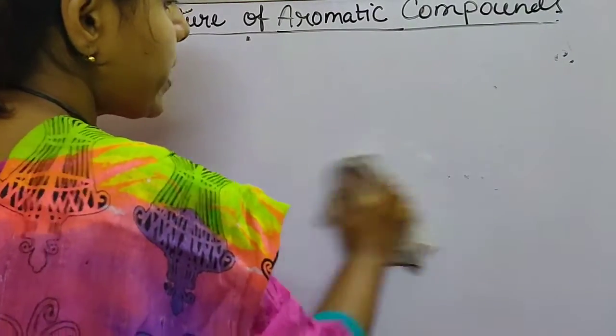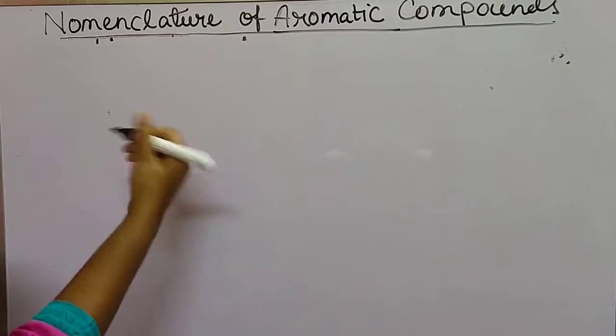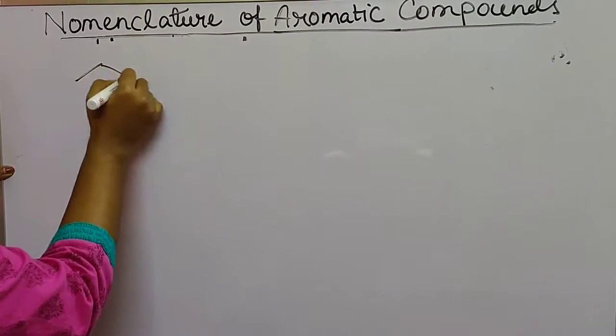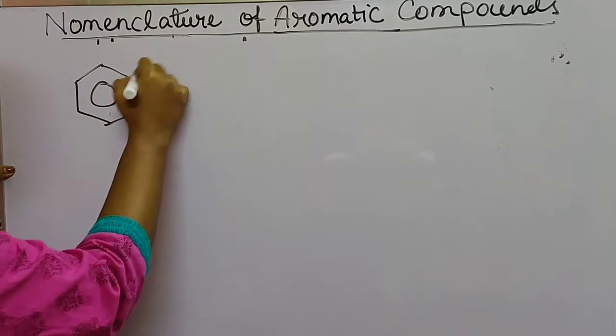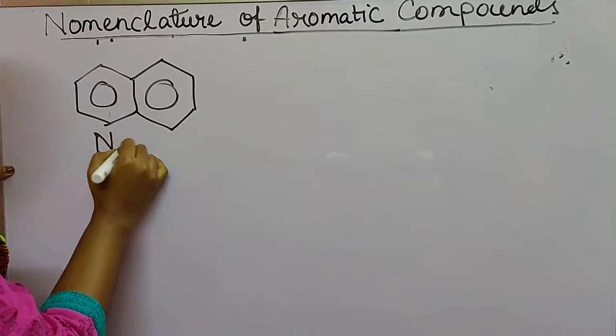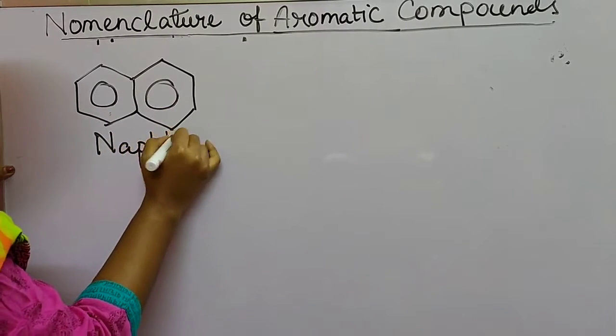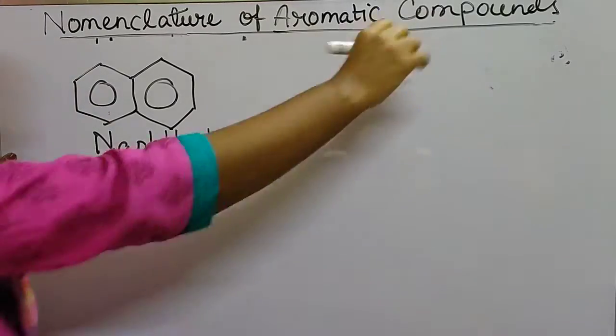Next, if two or more benzene rings are present with each other, then there are also aromatic compounds with different types of names. Just like this is the benzene. When another benzene ring is present with it, then it is called naphthalene.